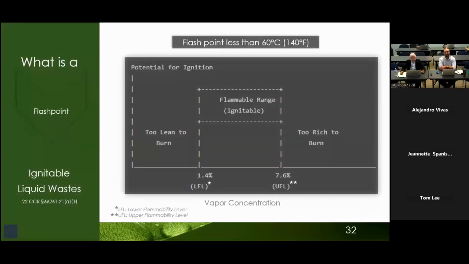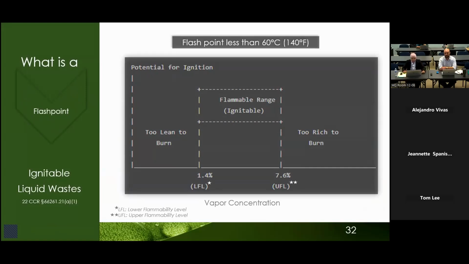The flash point is the lowest temperature at which a liquid gives off enough vapor to form an ignitable mixture in the air. This temperature is a key parameter because it tells us how easily something can catch fire. The lower the flash point, the easier it is for the liquid to ignite. So, a liquid with a very low flash point is highly flammable, while one with a higher flash point is less likely to ignite at lower temperatures.